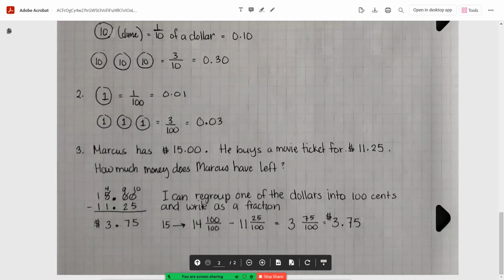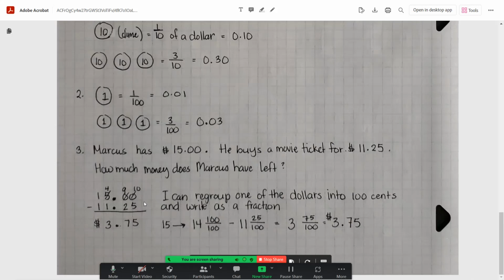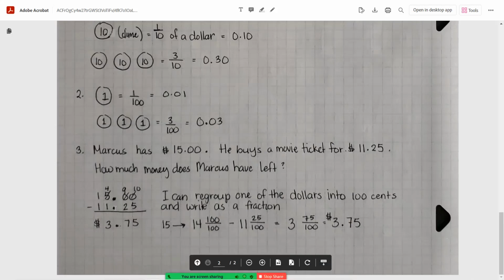$3.75. So again, you can do it this way where you're stacking and subtracting. Make sure you're lining up your decimal points, line them up in your equation, make sure you drop it down into that same spot underneath for your answer, and then just work across your numbers the same way you normally would.